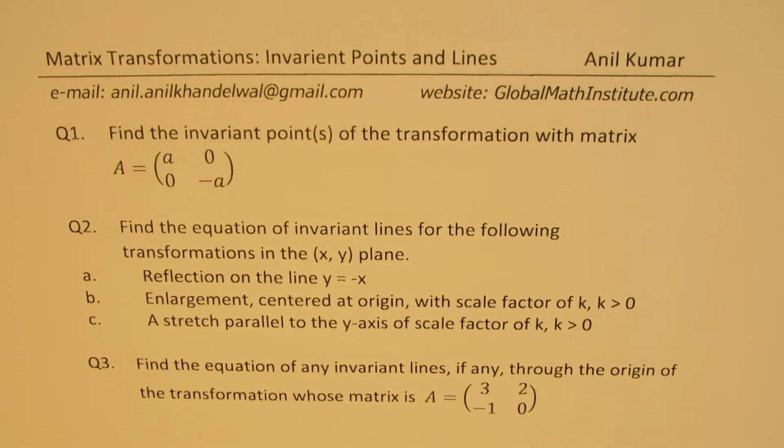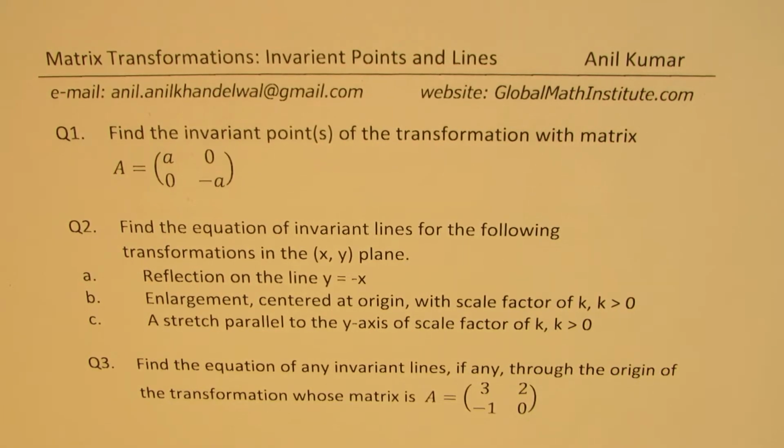Question number 3 here is, find the equation of any invariant line, if any, through the origin of the transformation whose matrix is A equals 3, 2, minus 1, 0. So the first question is based on finding invariant points. The second one is invariant lines, any line, and 3 is a line through origin. You can always pause the video, answer these questions, and then look into my suggestions.